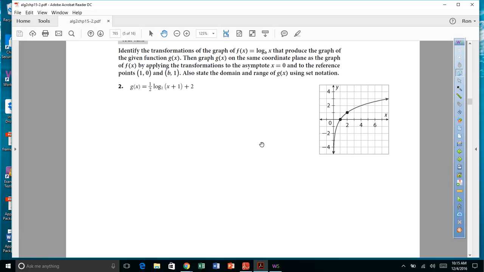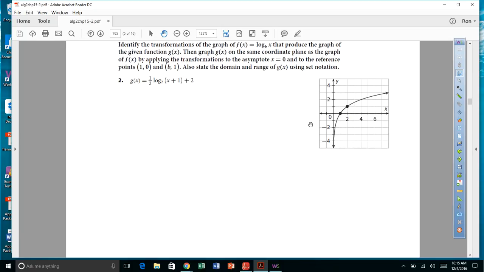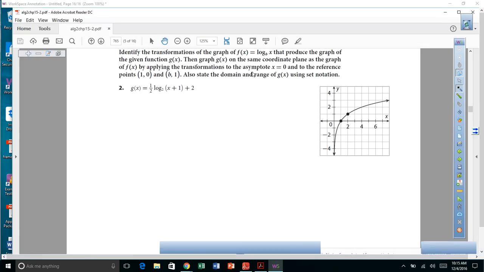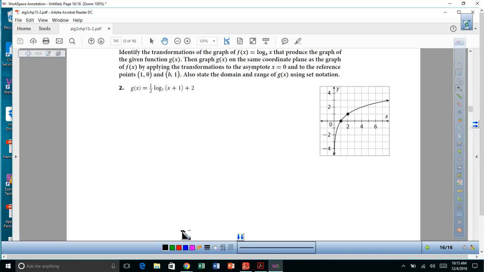Your turn. Identify the transformation of the graph of g of x equals. All right. Read all that. So first off, let's identify A. A equals 1/2. There you go right there. H equals -1. H equals -1. And K equals 2. All right. Now what does that do for us?